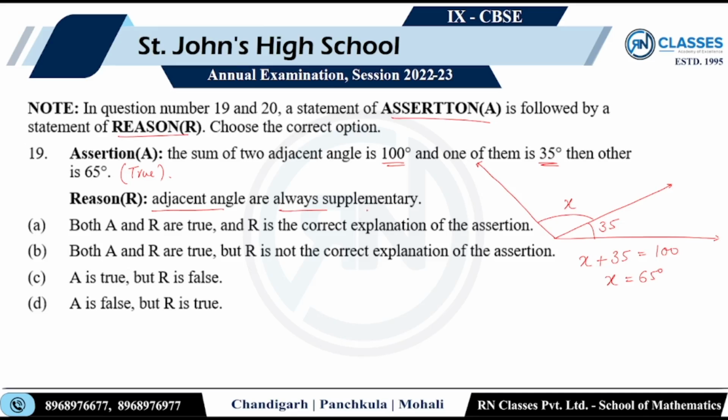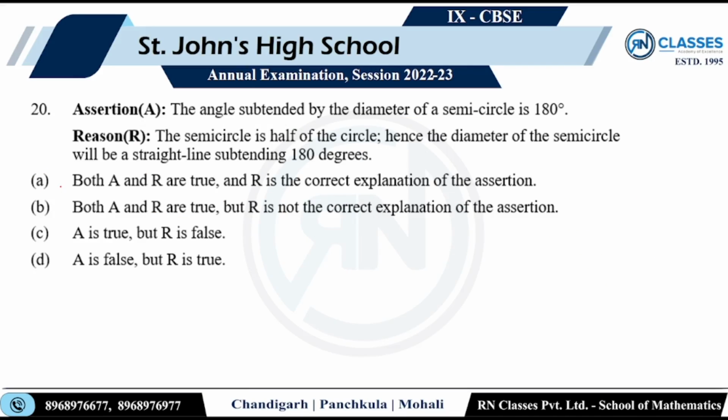Reason: adjacent angles are always supplementary. यार adjacent angles हमेशा linear pair बनाएगा? Not necessarily. So no, this statement is false. So the answer would be C part. Right? Next. Assertion: the angle subtended by the diameter of a semicircle is 180.